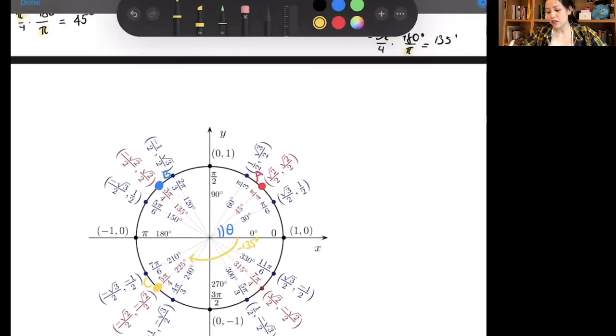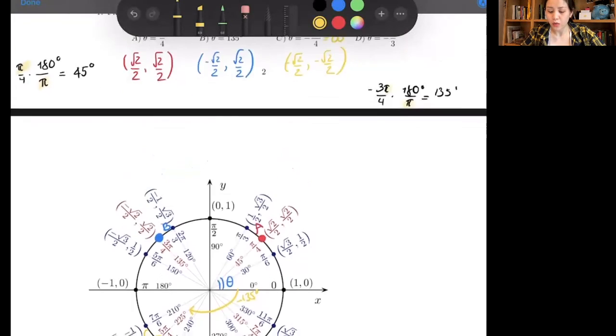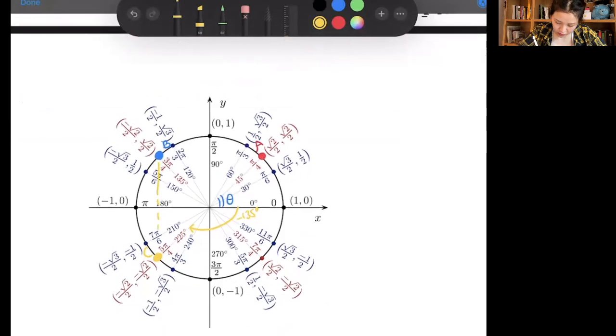Now, alternatively, you can find point C by just doing the projection of the positive angle. They're asking for negative 135 degrees. Well, we know the positive 135 is right there, that's point B, the blue dot right there. All you have to do is the little projection. If you project it down over the x-axis, that's the negative 135. Okay, that's a different way of finding a negative angle.